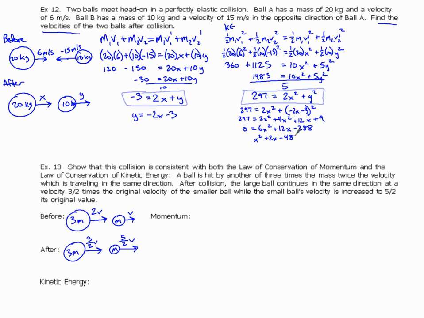And this is solvable. So x minus 6 and x plus 8 equals 0. And so you get two numbers. You get x equals 6 and x equals -8. So looking at this, x equals -8.